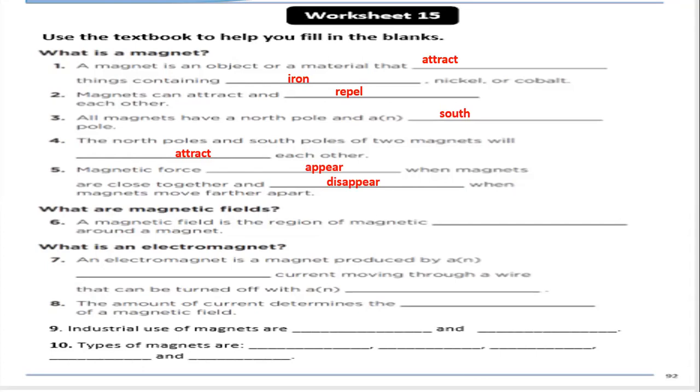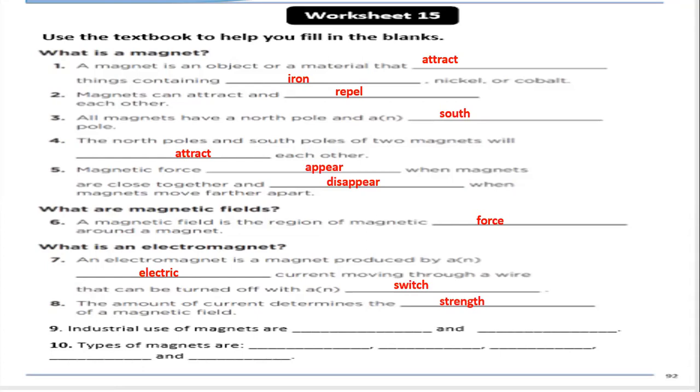The next question is, what are magnetic fields? A magnetic field is the region of magnetic force around a magnet. What is an electromagnet? An electromagnet is a magnet produced by an electric current moving through a wire that can be turned off with a switch. Number eight, the amount of current determines the strength of a magnetic field, of course. The more the electric current, the more the strength of the magnetic field.